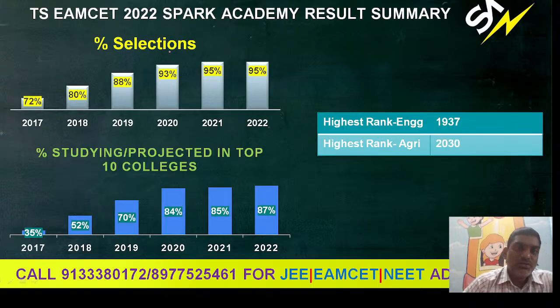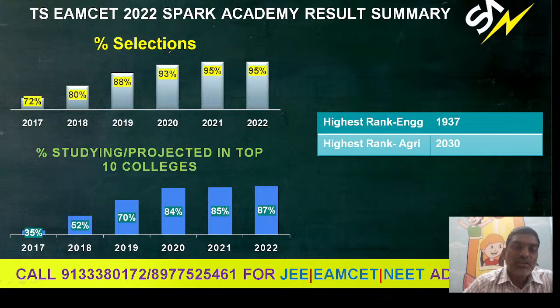Next, TS EAMCET 2022 Spark Academy result summary. Percentage of selections: in 2017 72% of the students are selected, in 2018 80% of the students are selected, in 2019 88% of the students selected, and in 2020 93% of the students are selected, and in 2021 95% of the students are selected, and in 2022 also 95% of the students are selected. Highest rank in engineering is 1937 and highest rank in agriculture is 2020.